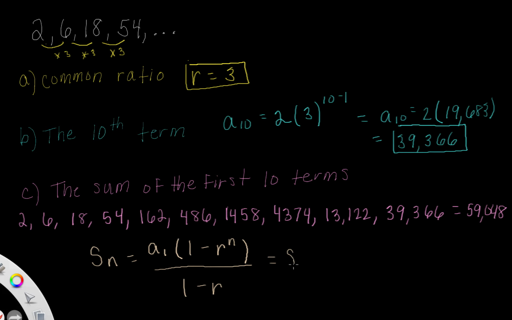So we want to know the sum of the first 10 terms of that sequence. Well, a sub 1 is our first term. Our first term was 2 times the quantity of 1 minus the common ratio, which is 3. We want the 10th term, so it would be 3 to the 10th power, all divided by 1 minus 3.